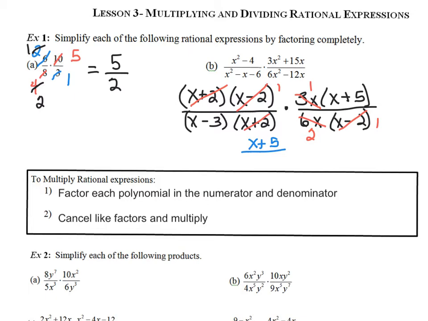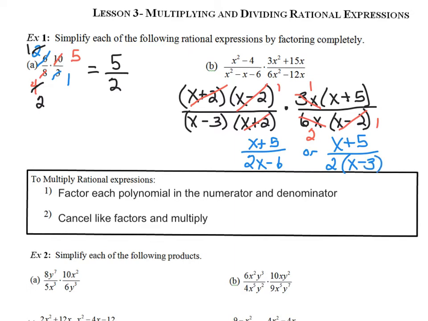And the denominator, I'm left with x minus 3 times 2. I can distribute that and say 2x minus 6. Or I would also be okay leaving it as x plus 5 over 2 times x minus 3.